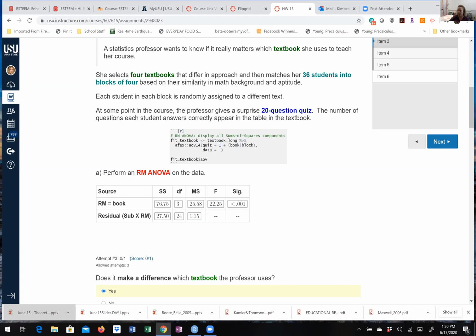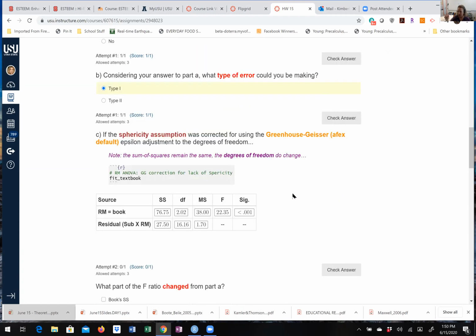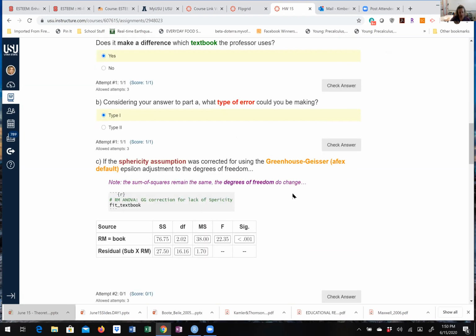Okay, if you scroll down, let's look at the other ones, because I think we had to do the same thing on the second one. So on this one, yeah, it's 22.35. That's correct. But I'm still getting it wrong though. 76.75. Can you push refresh on your browser?